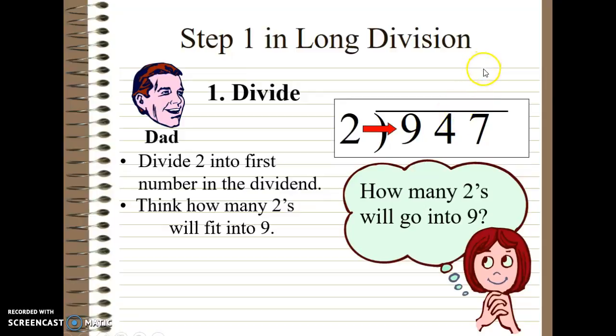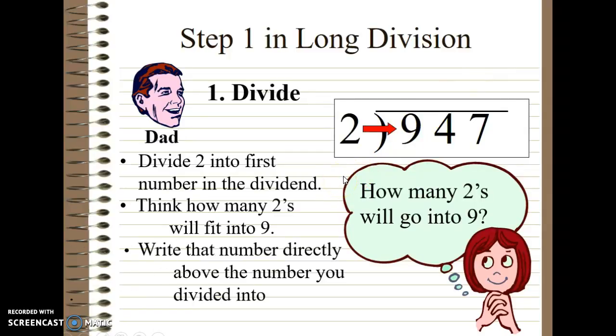This is where you would create your tally box and skip count by 2 until you get close to the 9. Then you write that number directly above the number that you divided into. So the tally numbers, when you do this, you're going to get 4 tally marks, and you place that 4 directly above the 9 because that's the number that you were dividing into. So as I mentioned, 2 goes into 9 4 times. That would be my tally number.